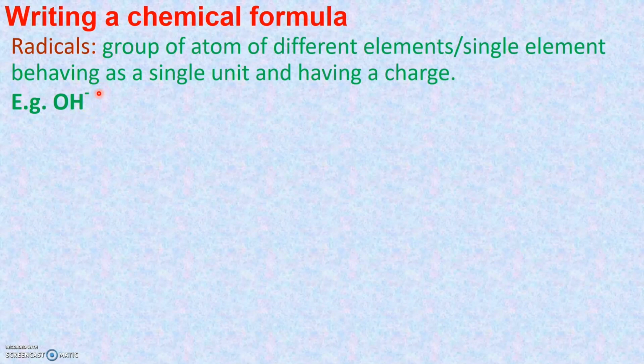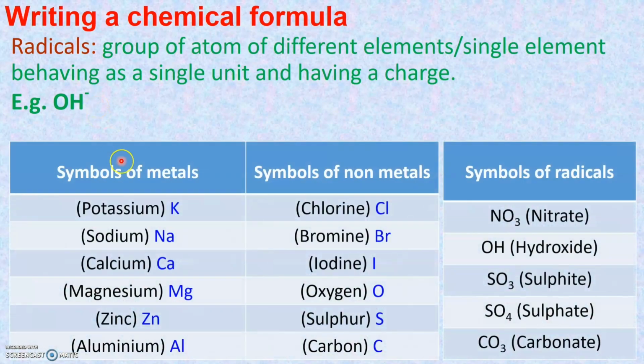Now, I have already told you, in order to know how to write a chemical formula of a compound, we need to know two important things. First one is the symbol of an element. Then second one is the combining capacity or the valency of an element. We have already learned what is the symbol of various elements. Now let us have a quick look at those symbols which we have already learned. Symbols of metals and symbols of various non-metals.